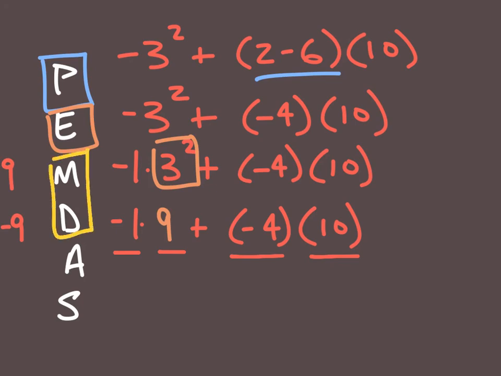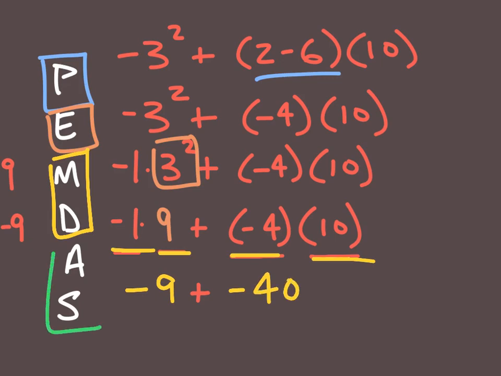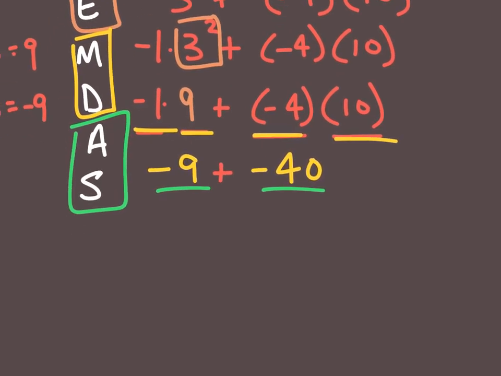We're doing multiplication and division. Let me make sure I color code this stuff. Negative 1 times 9 gives me negative 9. And then plus, I've got negative 4 times 10, which gives me negative 40. Now, if all I'm doing is adding negative 9 and negative 40, then I just want to add those two numbers together. They're both negative, so it's going to be negative 49, and that's my final answer.